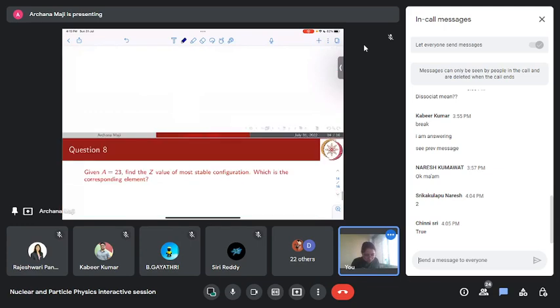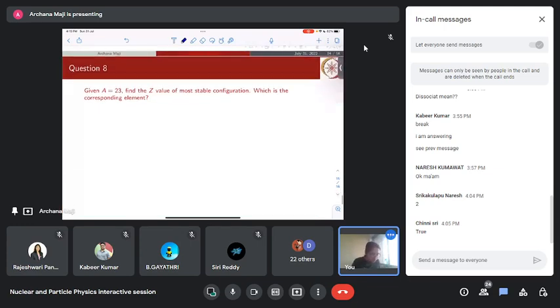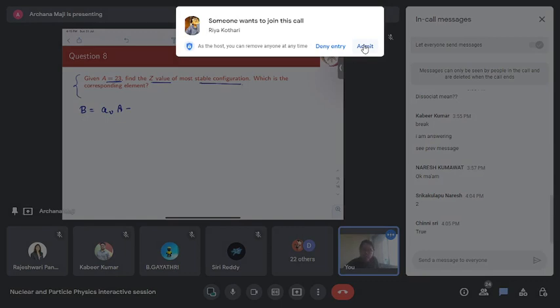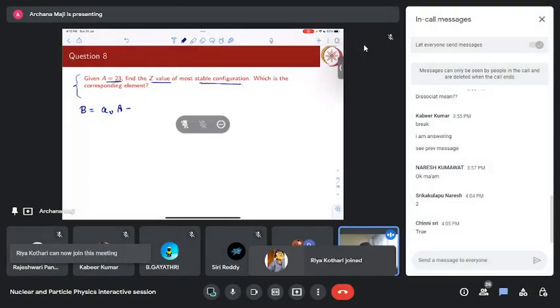Fine. Now, this is the last problem that I will be solving. This problem is, I think, given at the end of the second lecture. Given A, find the Z value of the most stable configuration, and which is the corresponding element. So here again we need to use the semi-empirical formula of binding energy in terms of A and Z.